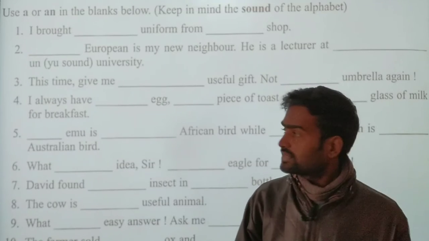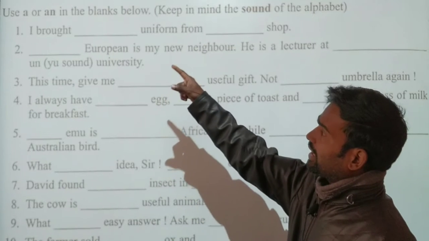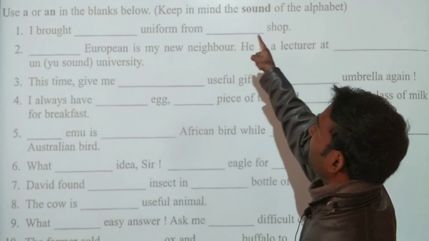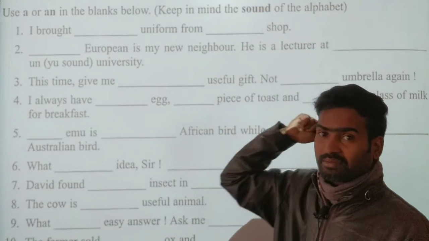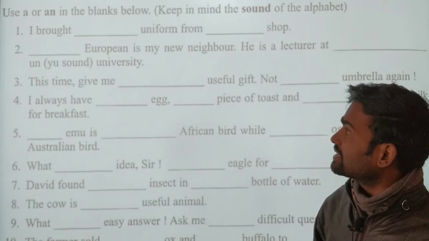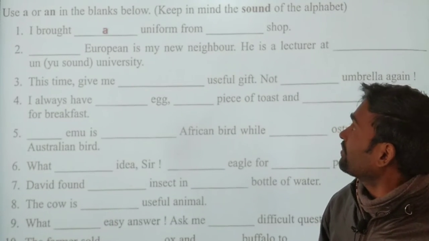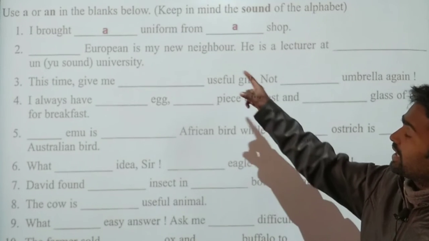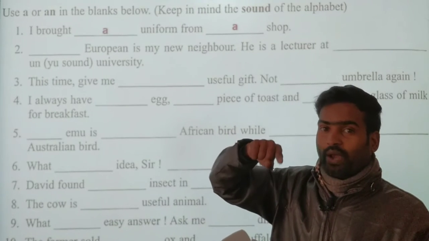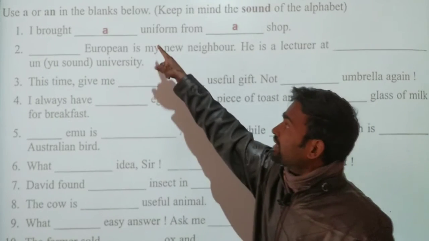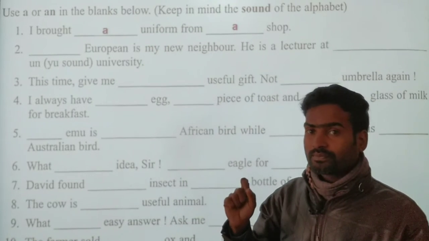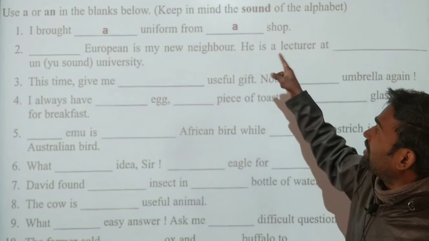Clear? See the exercises. Use a or an in the blanks below. Keep in mind the sound of the alphabets. So we have to keep the letter sound in mind. Here, I brought a uniform from a shop. As we have seen in the previous slide, uniform starts with a Y sound. Though it starts with a vowel letter, we have to see the sound. Clear? A uniform from a shop.